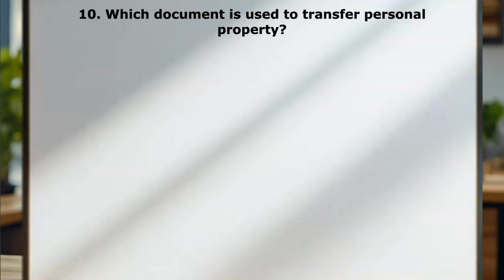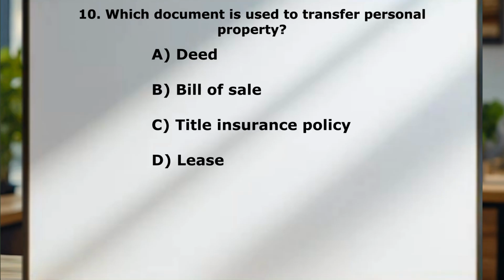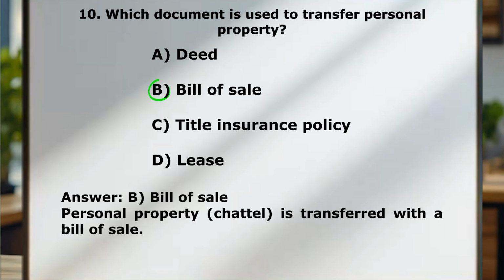Question number 10. Which document is used to transfer personal property? A, deed. B, bill of sale. C, title insurance policy. D, a lease. So when it comes to personal property, it is related to a bill of sale. So correct answer is B, bill of sale.